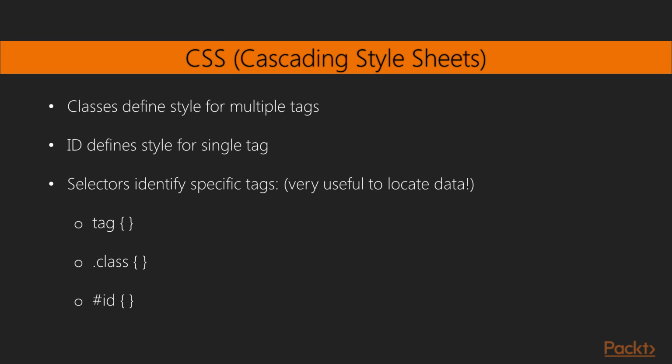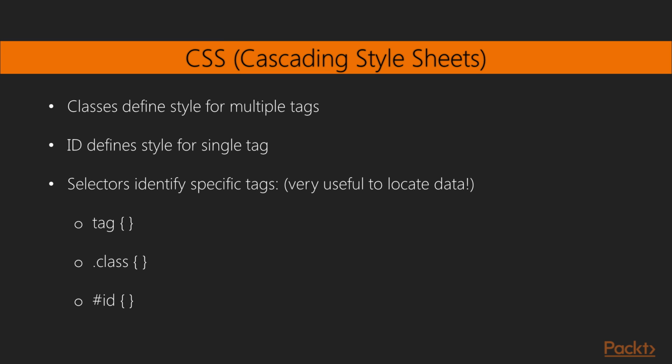You assign styles to different tags using something called CSS selectors. So if you're assigning a style to a tag, you just write the tag name. If you're assigning a style to a class, you'll prepend it with a dot. And if you're assigning a style to an ID, you'll prepend it with a hashtag or a pound symbol.